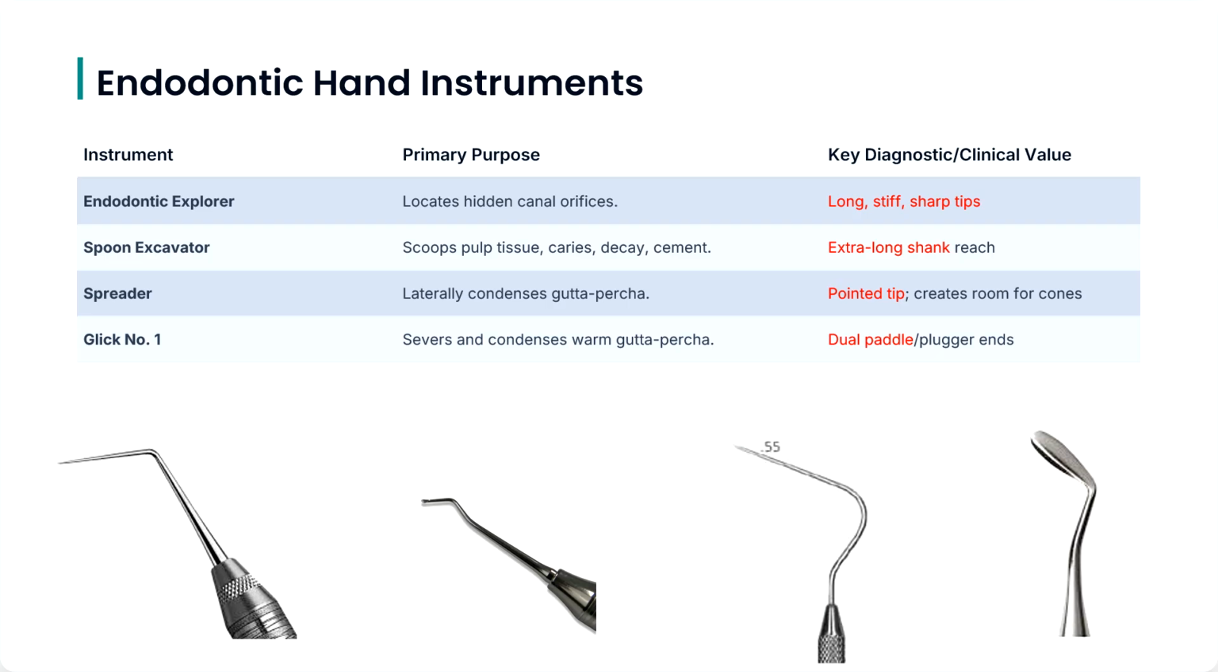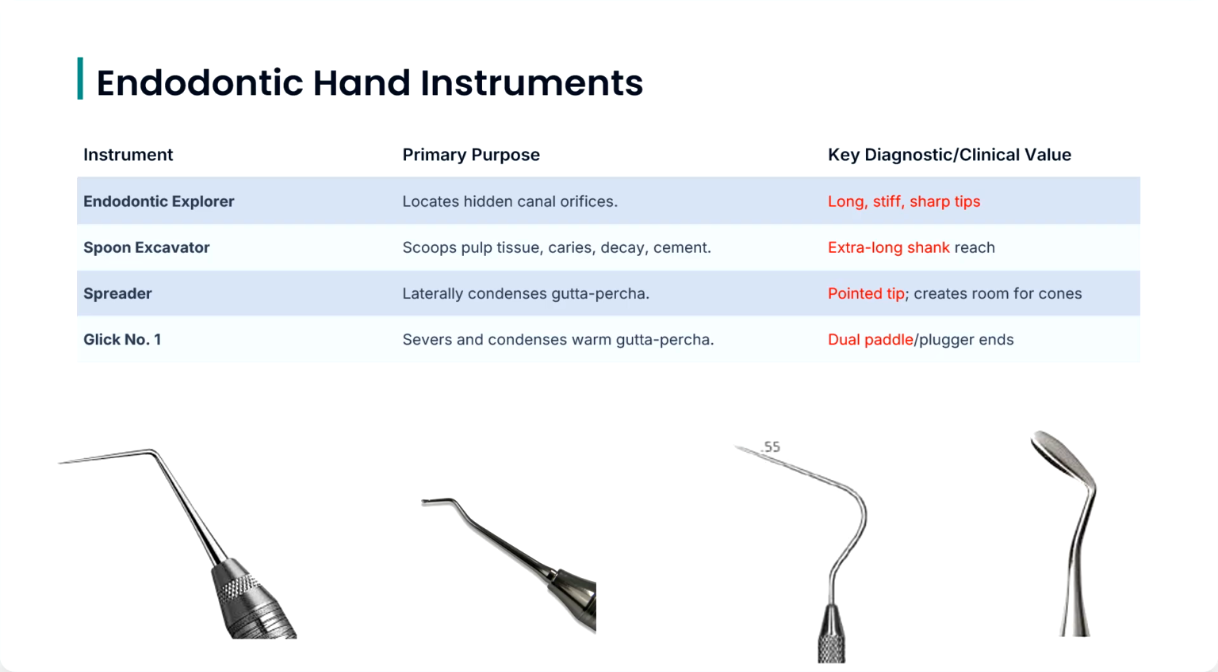You have to know that this is a spreader. Now you might be looking at the tray and you're like, well, Jackson, that looks like a spreader. Well, no, that's a plugger. This is the spreader. Notice the difference. The spreader has a pointy tip and it's longer. Pointed tip. See up there in red? And then the plugger end.